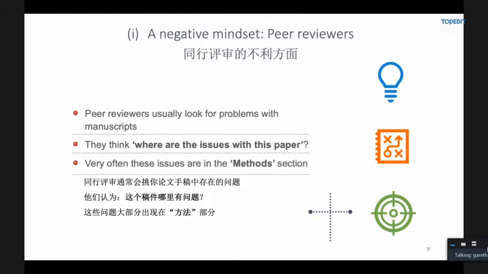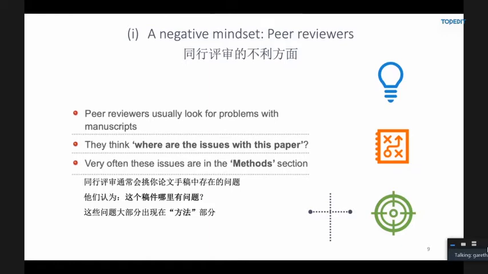Peer reviewers have a negative mindset. This is so important to keep in mind as an author. You know it, you do it yourself. We all do this when somebody asks us to comment on their work. People are looking for problems. As I've already talked about, peer reviewers are thinking, where are the issues with this article?